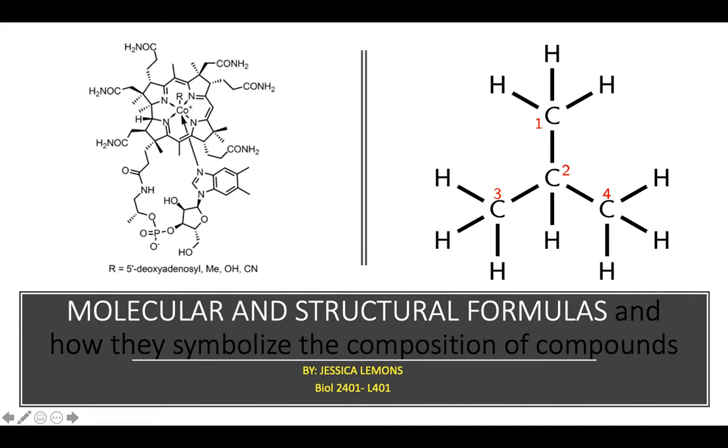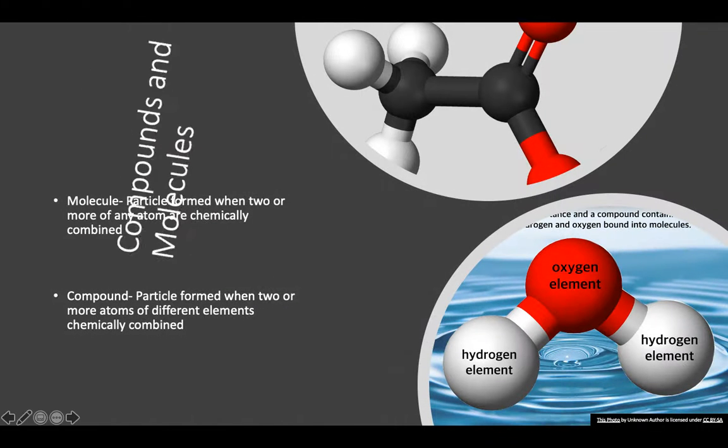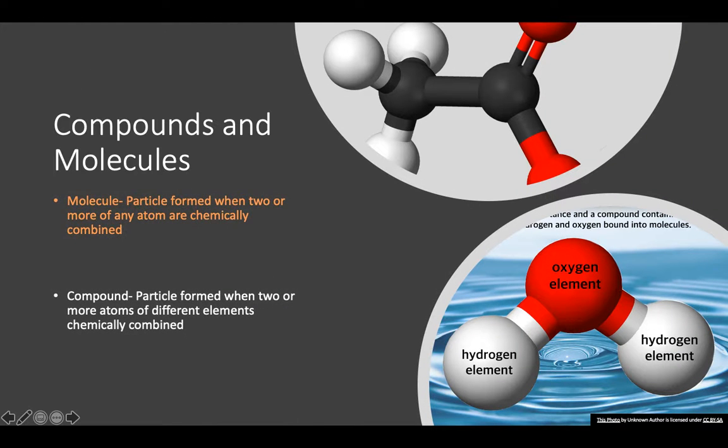Today I'll be discussing molecular and structural formulas and how they symbolize composition of compounds. First, I'm going to discuss compounds and molecules. A molecule is a particle formed when two or more of any atom are chemically combined. And a compound is a particle formed when two or more elements of different elements are chemically combined.